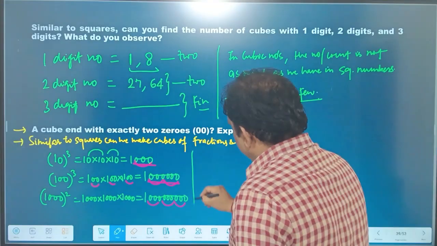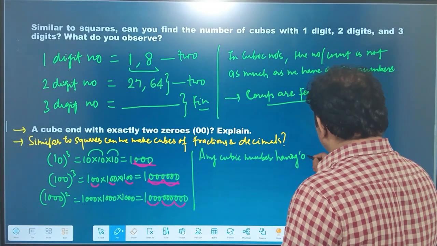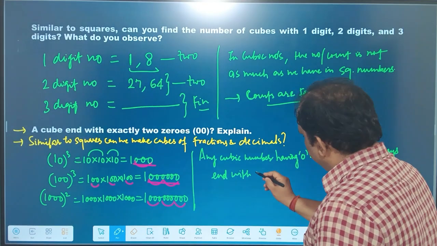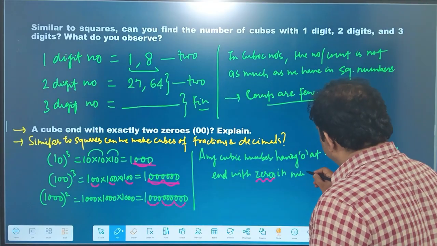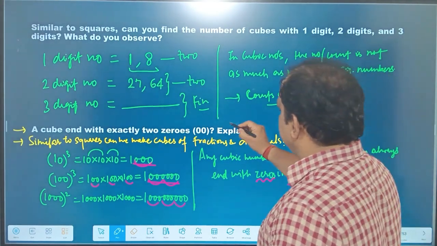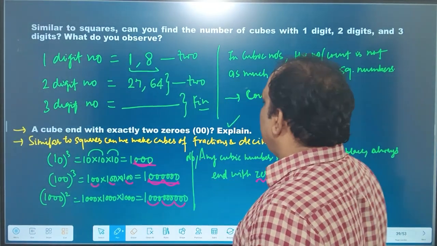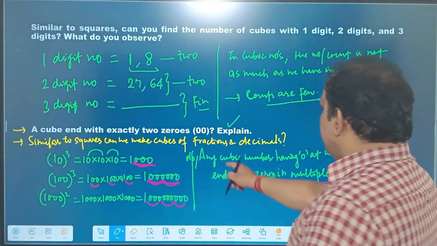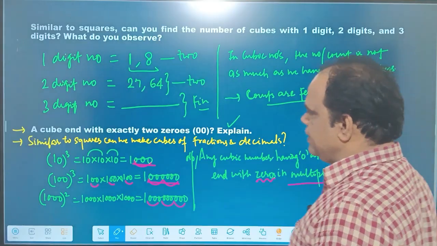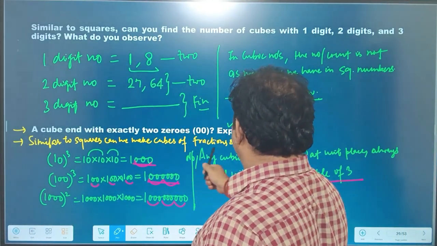Explain. So we will write: any cubic number having 0 at unit place always ends with zeros in multiples of 3. So it will always end with a multiple of 3. So this is the explanation. It cannot end with 2 zeros, right? First you may write no cube number can end with 00, and then you can explain any cubic number having 0 at unit place always ends with zeros in multiples of 3. Now a similar question, similar to squares: can we make cubes of fractions and decimals?